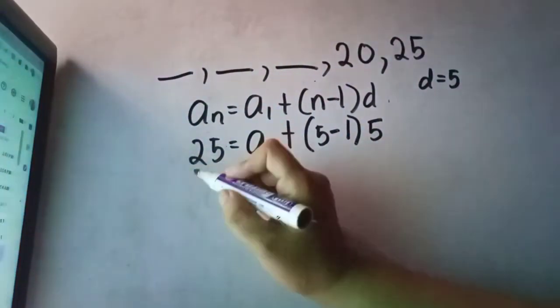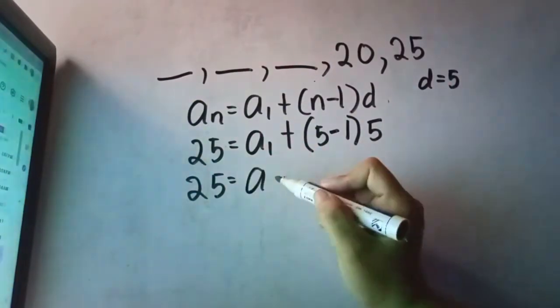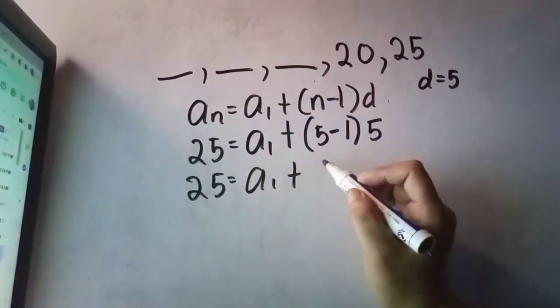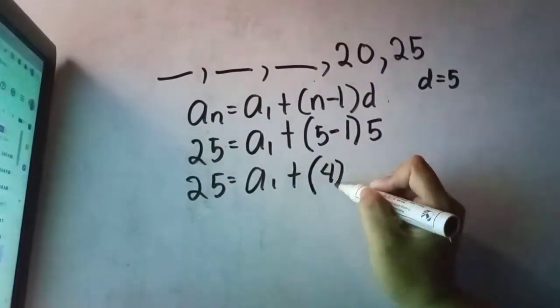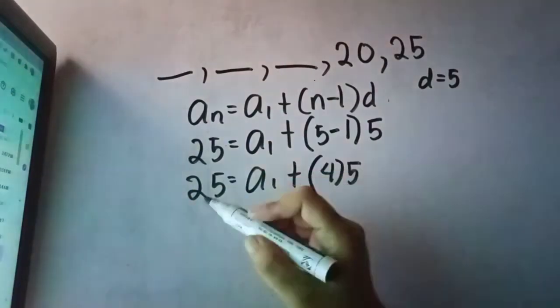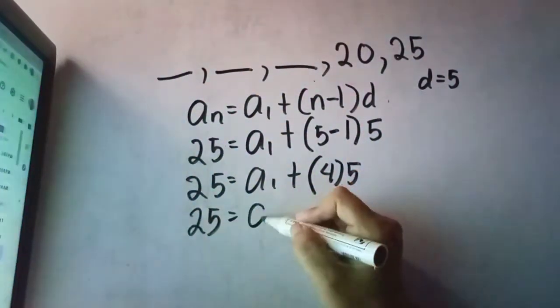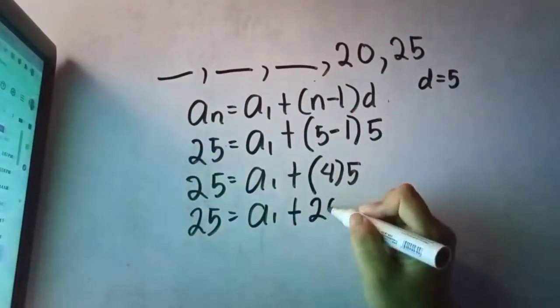Okay, 25 equals a sub 1 plus 5 minus 5. 5 minus 1 is 4 multiplied by 5. So, 25 equals a sub 1 plus 20.